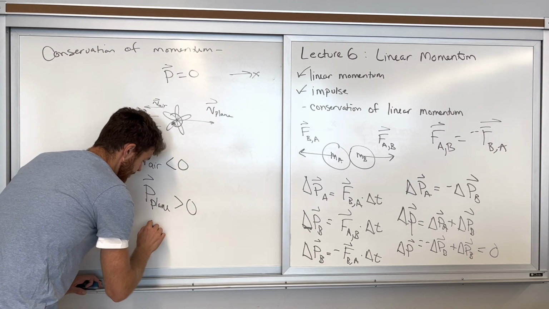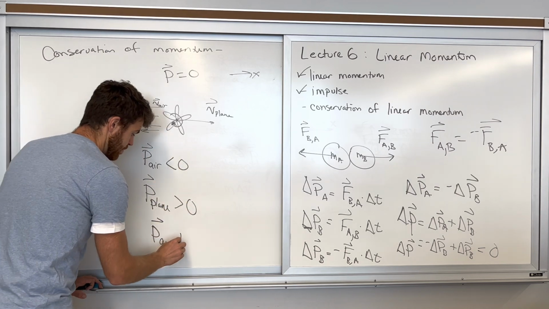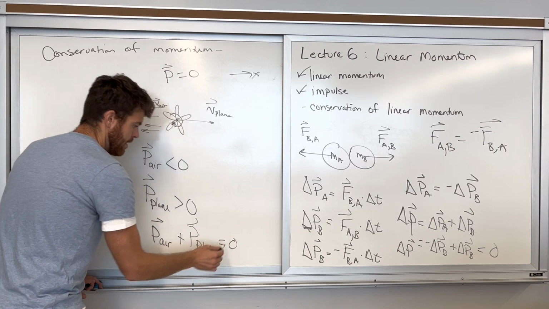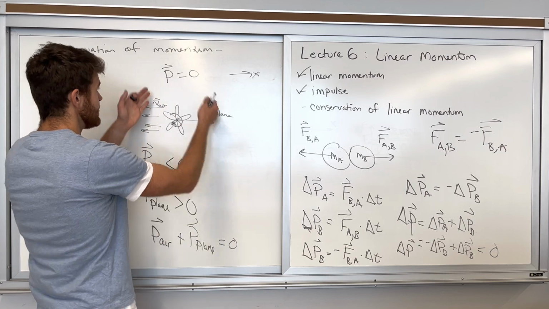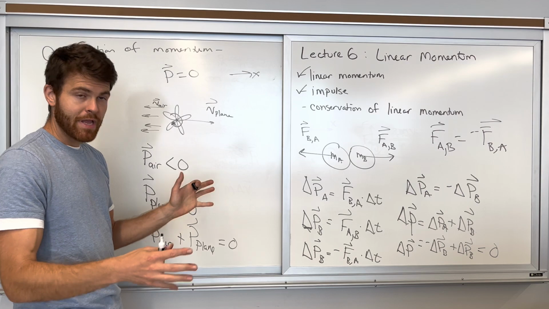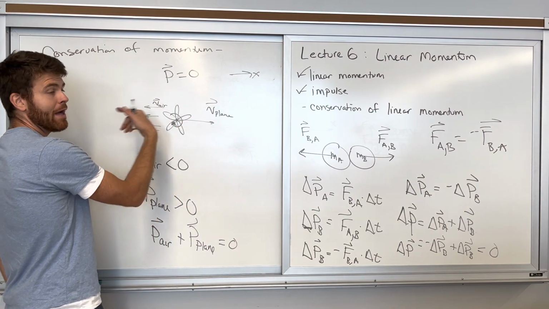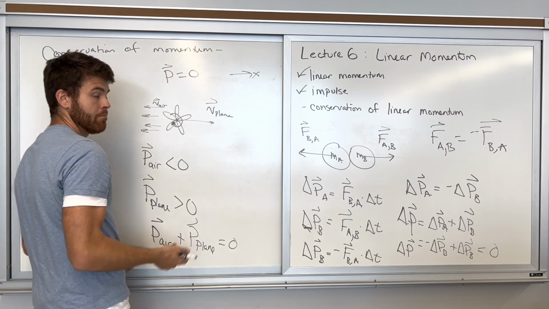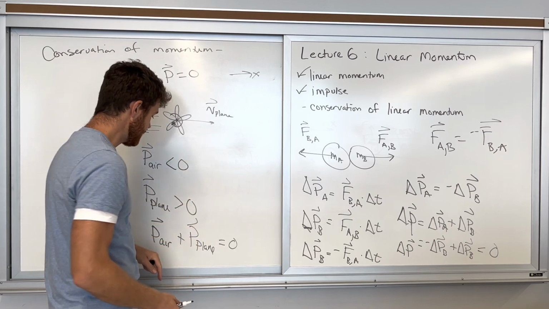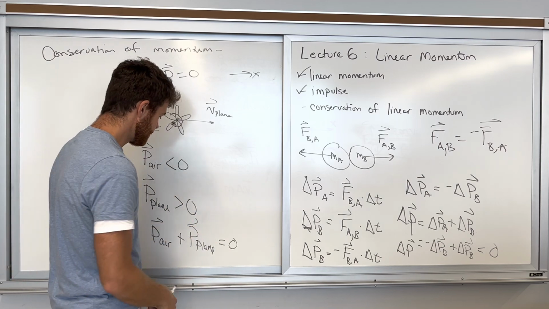And the sum of the momentum of the air plus the momentum of the plane has to equal 0, because the total momentum of the system is equal to 0. Before they started interacting with each other, there was no momentum. Everything was at rest. The airplane, through the propeller, starts pushing air that way, giving it a momentum in this direction. In return, the air starts pushing the airplane this way, giving it a momentum in that direction, so that the total momentum of the system remains constant, equal to 0.